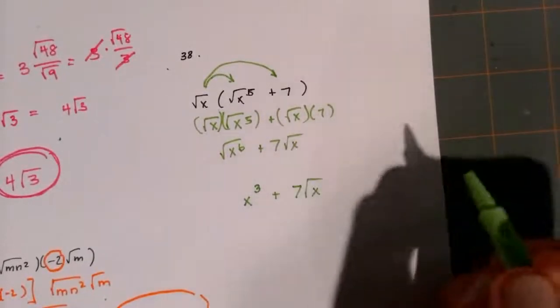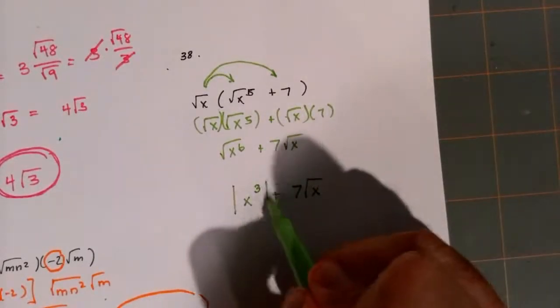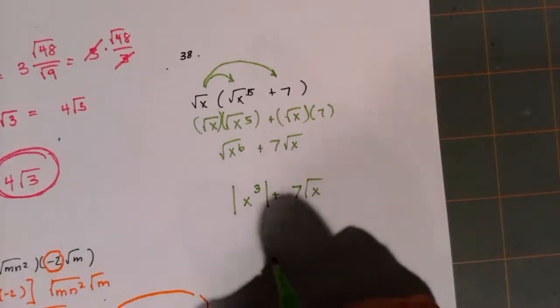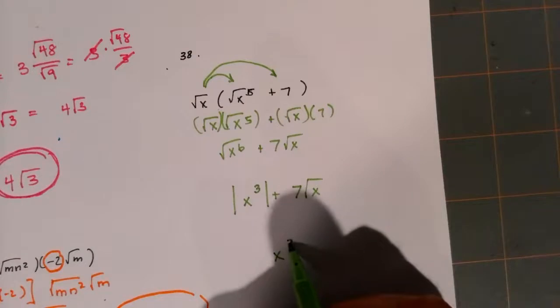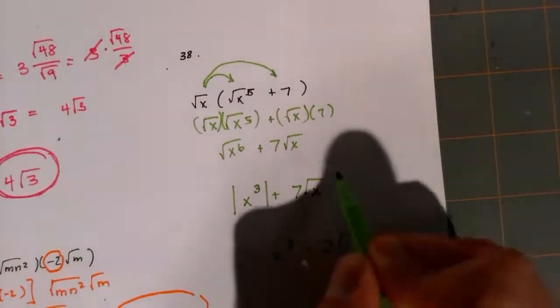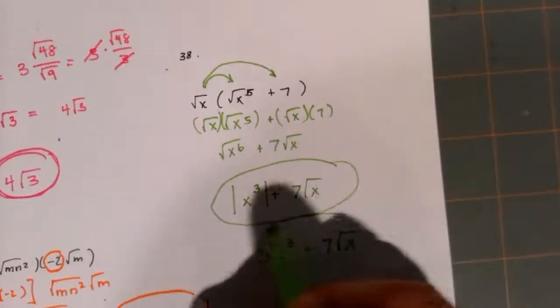Now I will be honest with you, technically that is going to be an absolute value. But starting about this lesson, the book stops putting it in the back. So if you put either of these, I'd be fine with it. That is technically correct. That's what's in the back of the book.